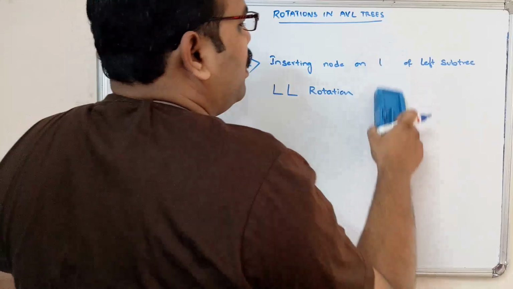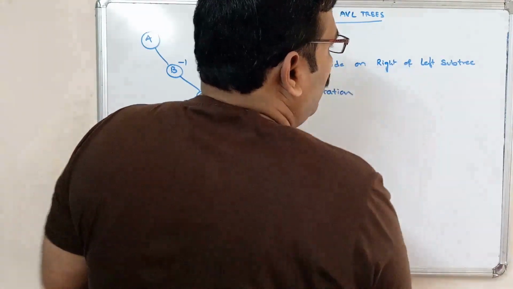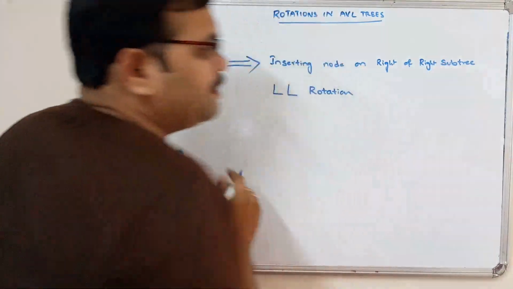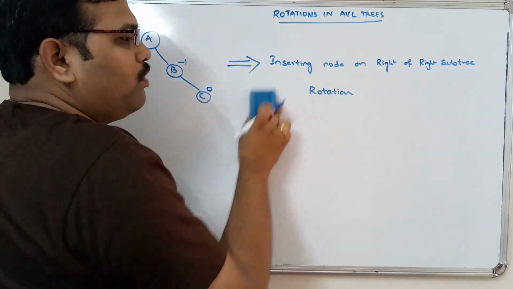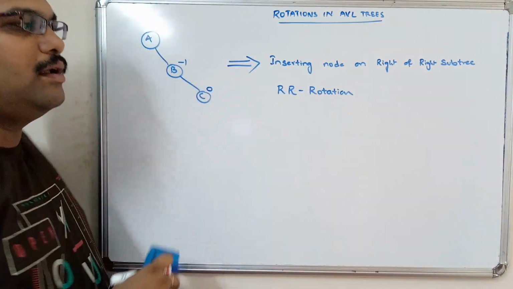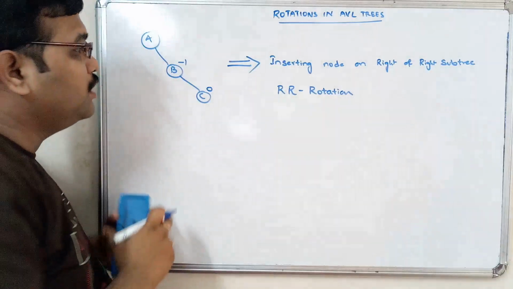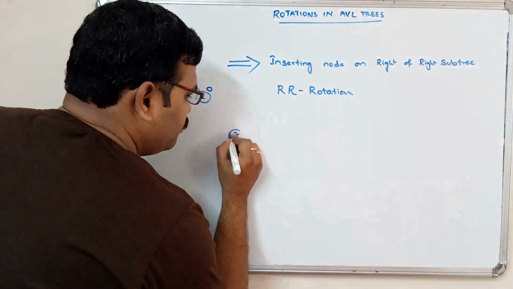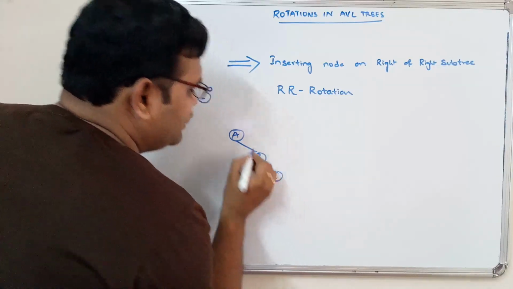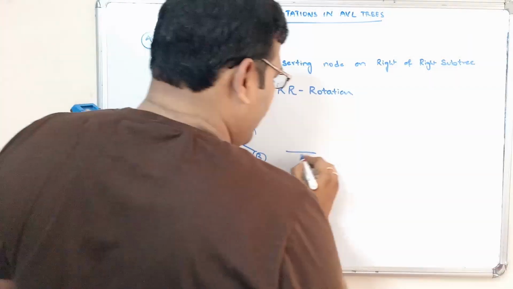Inserting a node on the right of the right subtree. That's why we call it RR rotation. In such a case, we have to balance the tree by rotating on the left hand side.